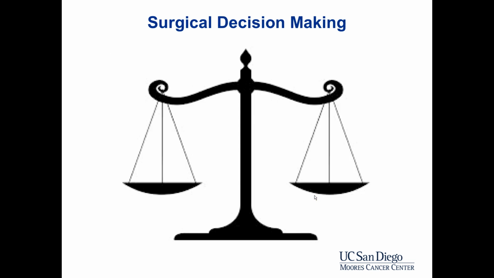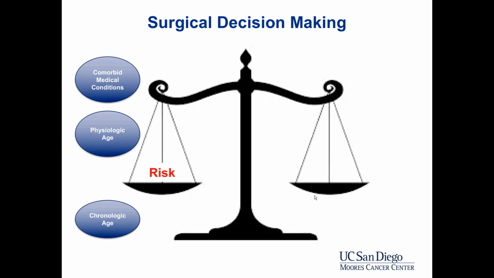So how do we make decisions about surgery? There are a couple of things that we need to weigh, and it really comes down to risk assessment. What are the risks of an operation that might be individual considerations for a patient? One being their comorbid medical conditions, meaning diabetes, high blood pressure, heart disease, history of strokes, and medications they're on that might be an issue in terms of bleeding.